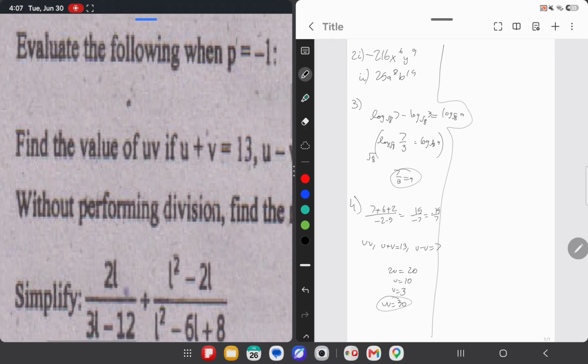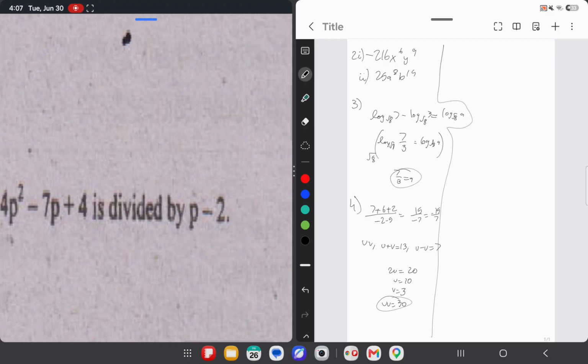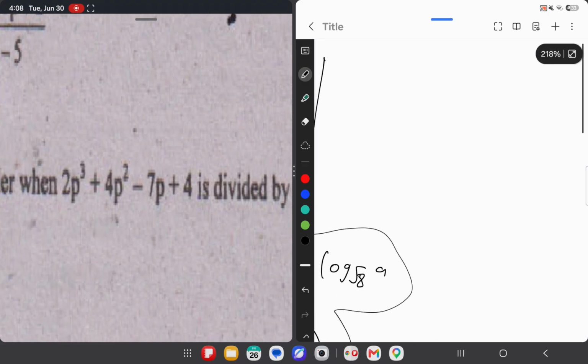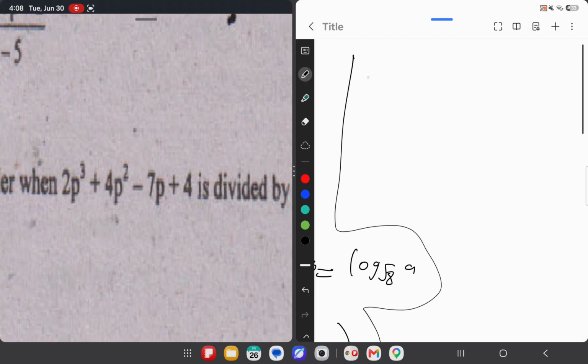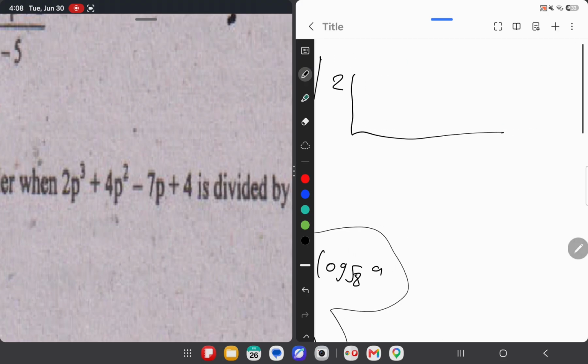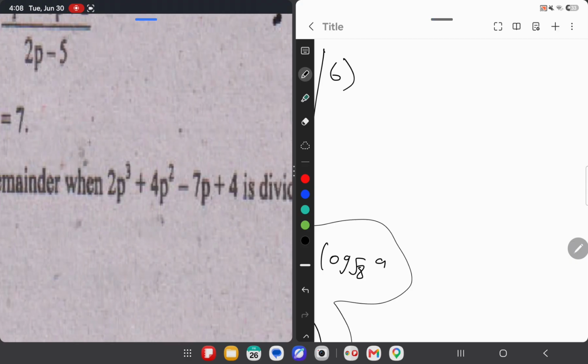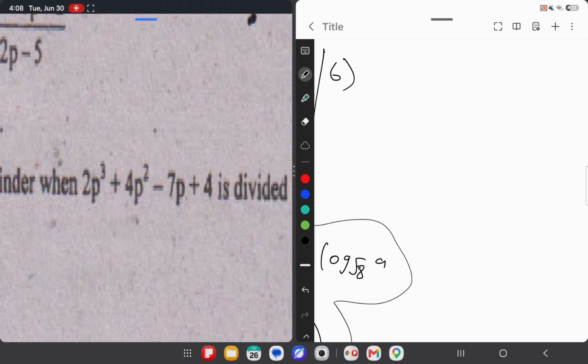Without performing division, find a remainder when it's divided by p minus 3. Why can I not divide? Who isn't allowing me? Tell me why. No, we cannot divide. So what value is this going to eventually multiply 0 with? It is evaluating this function at the value of course.